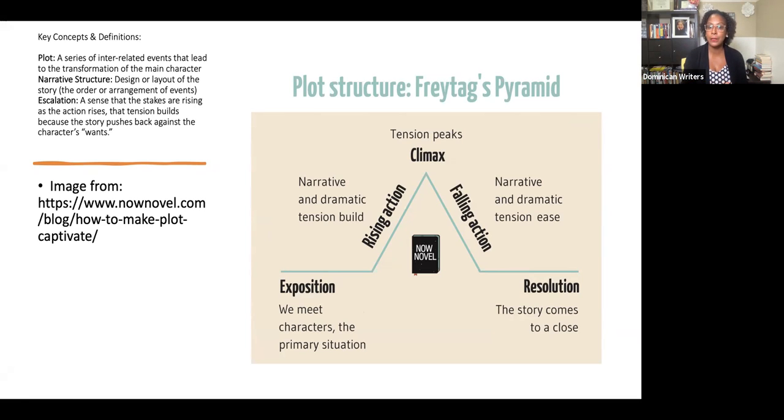Then as the narrative and the drama builds, tension is building. So you have this concept of the rising action, which peaks at a climax, a burst of the tension. And then the falling action is where we see the narrative and the dramatic tension ease up. So then when we get to the end, the resolution, the denouement, is just the ending where everything gets resolved.